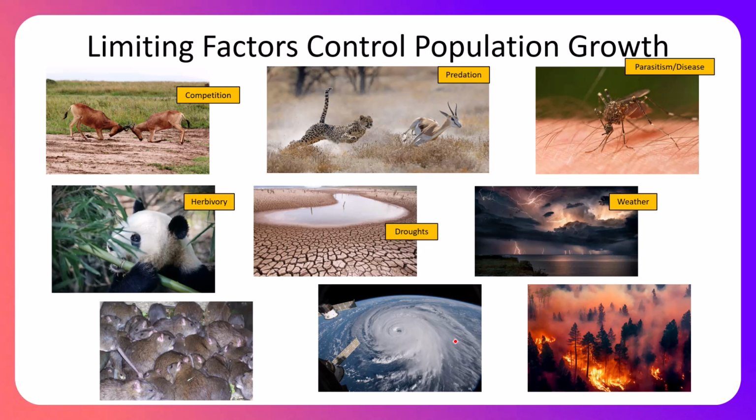Weather has a big impact over population growth as well. Obviously, really severe weather systems, hurricanes, tsunamis, tornadoes have a big impact on their particular ecosystems.